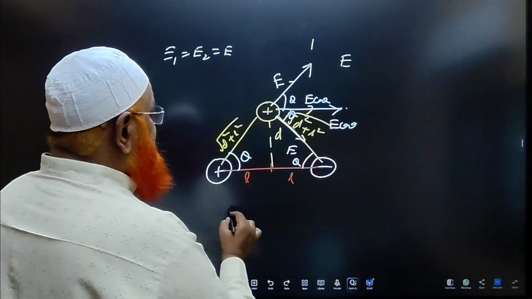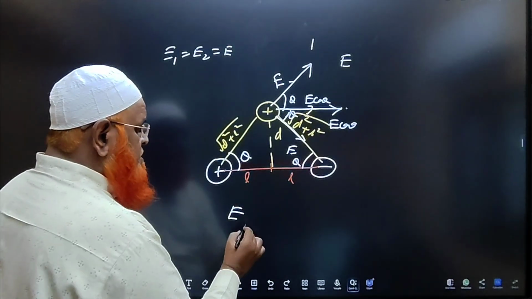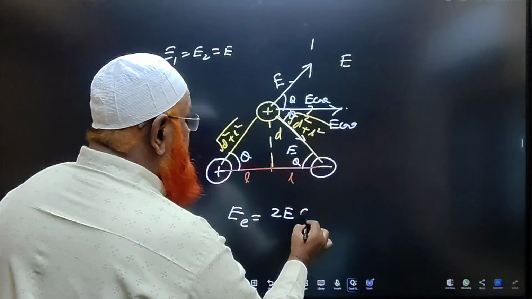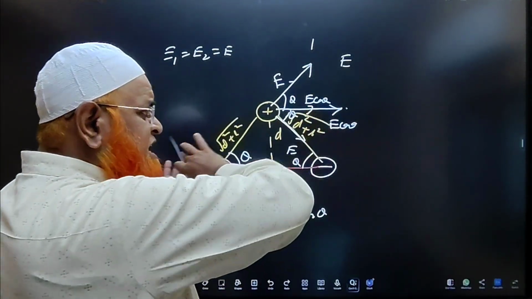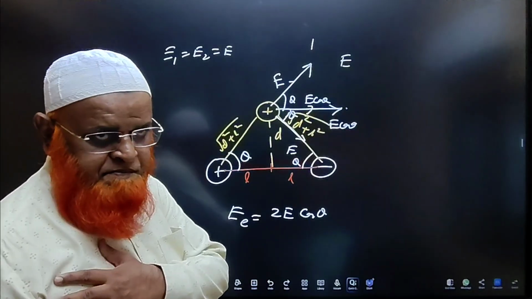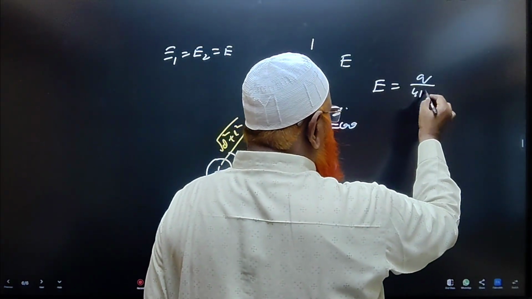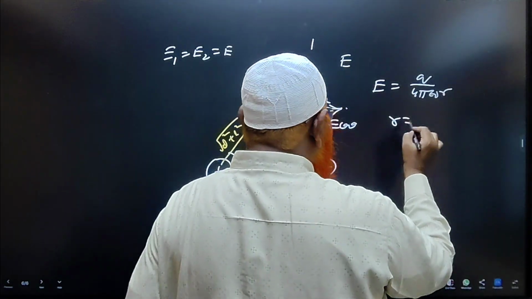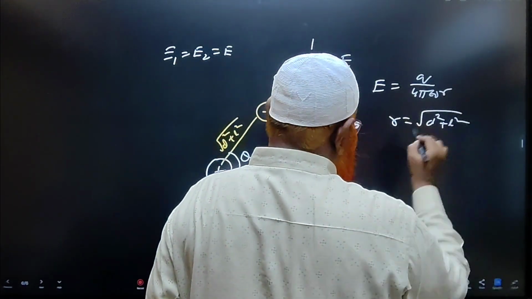So what is the equatorial line formula? E equatorial is nothing but 2E cos theta. E cos theta, E cos theta. This component and this component combine together in the same direction, giving 2E cos theta. Then what is E here? The general formula is E equals Q by 4 pi epsilon naught R squared. But in this case, R is considered as square root of d square plus l square.